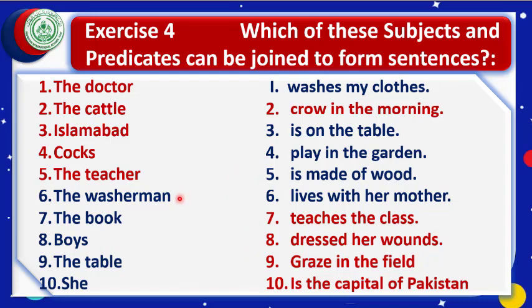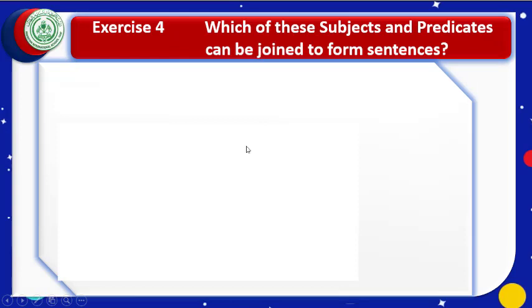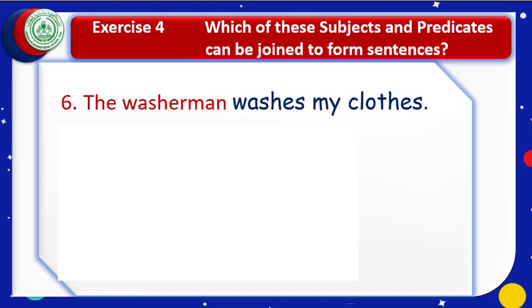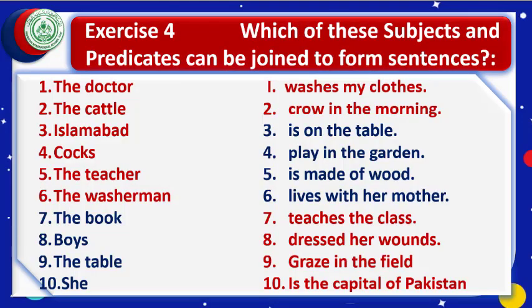The washerman. What does a washerman do? A washerman washes the clothes. Let us look here. Where is it written? Oh, here the first one is showing washes my clothes. This predicate should be for the subject, the washerman. The washerman washes my clothes. This will be a complete sentence. Let us write this sentence. The washerman washes my clothes. We have done number 6. Let us move to number 7.